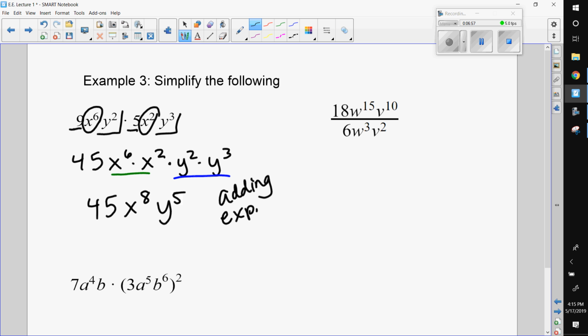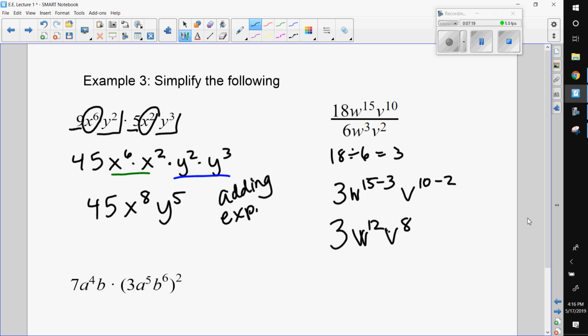And the second one, I've got division. You just do regular division. 18 divided by 6 gives me 3, so I've got 3. And then I've got w to the 15 minus 3 because I'm dividing, and then v to the 10 minus 2. So I've got 3 v to the 8th, w to the 12th as my final answer. So we were subtracting here because we had division.